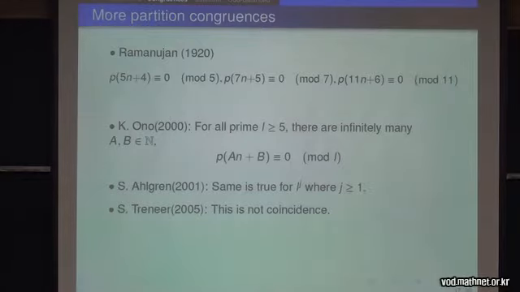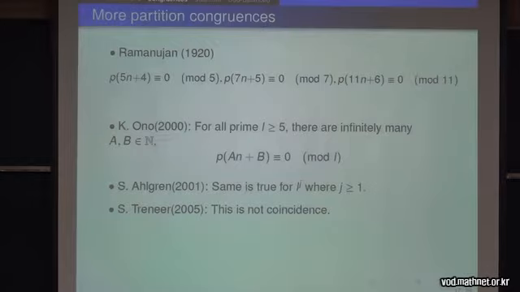And then Scott Ahlgren also shows that this is not a coincidence. For every power of a prime, there are also infinitely many congruences for the partition function. And then Treneer proved that this type of thing always happens for a large class of modular forms. So in this sense, Ramanujan's congruence is not very special, but that kind of congruence happens because the generating functions are actually modular forms.